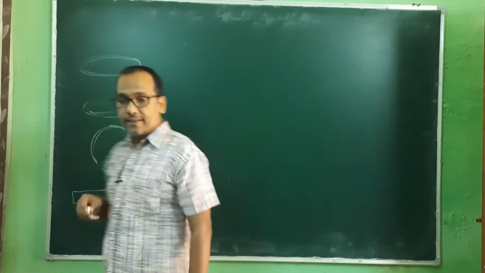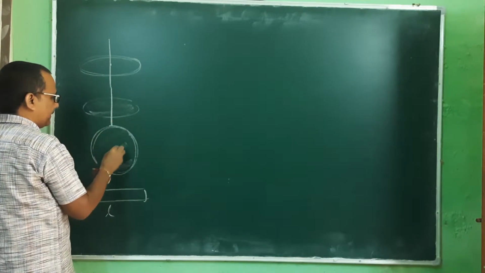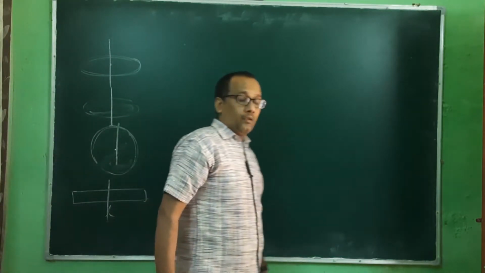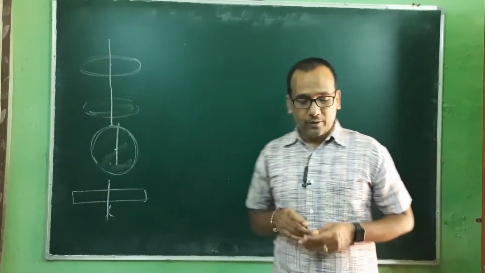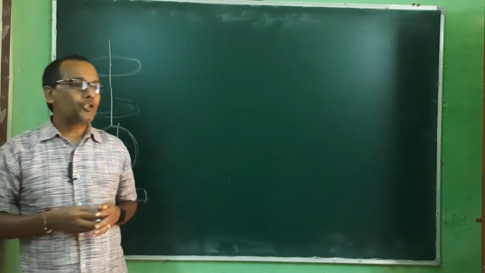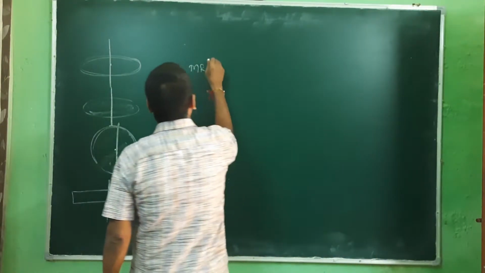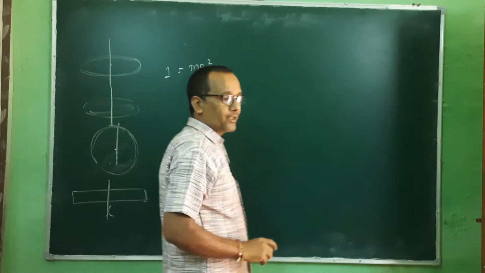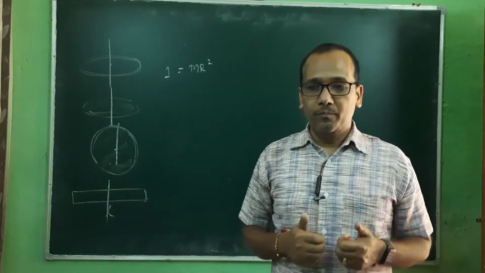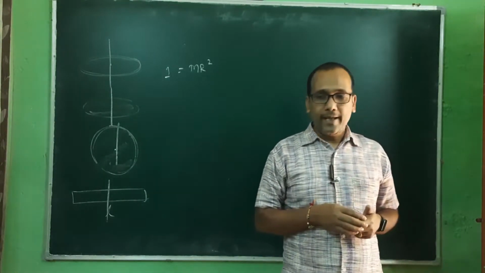in all these cases, we have taken the axis through the center of mass, and we have different formulas. But what will happen if we change the position of this axis? Because the moment of inertia I is equivalent to mr square. This depends on the mass as well as the radius of that symmetric body, or the distance of that mass from the axis.